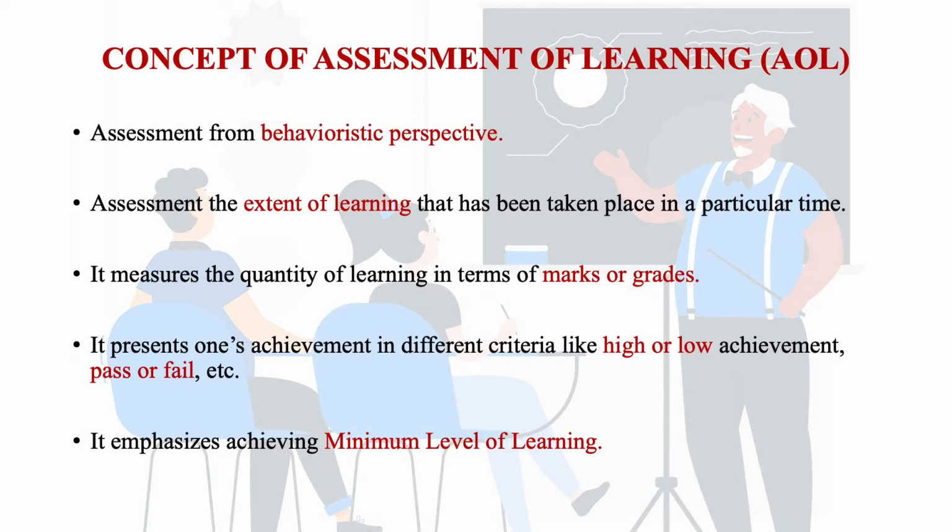Further, assessment of learning emphasizes achieving the minimum level of learning. So we first have to understand what the minimum level of learning is, what minimum skills and competencies the learners are supposed to achieve from a particular content, unit, module, or chapter, and whether, by conducting certain tests in assessment of learning, we get data about whether the learners have achieved that minimum level. Let us say the minimum level is 50%; have all reached 50% or not?